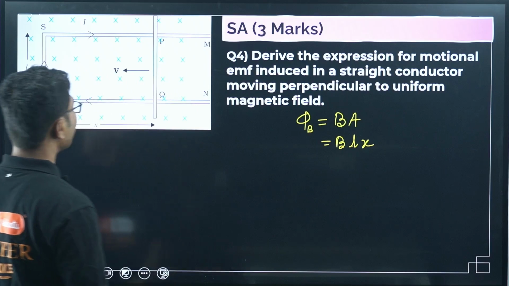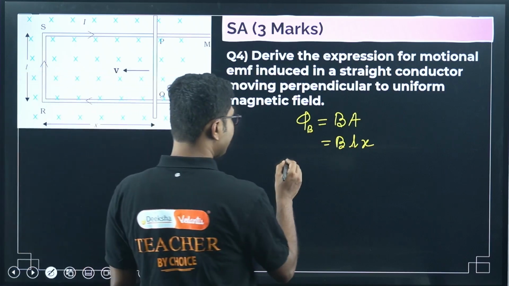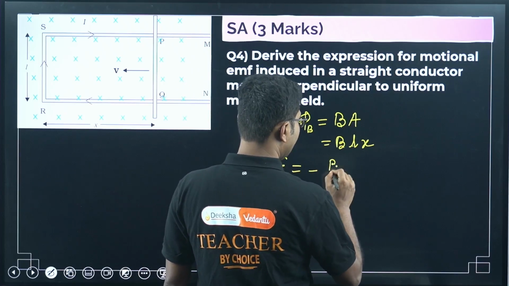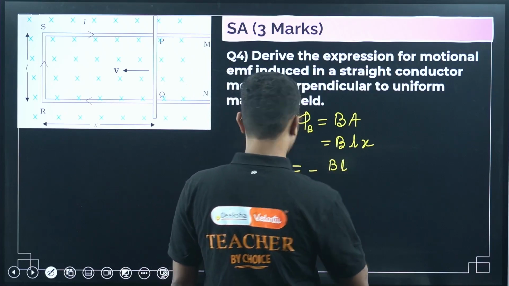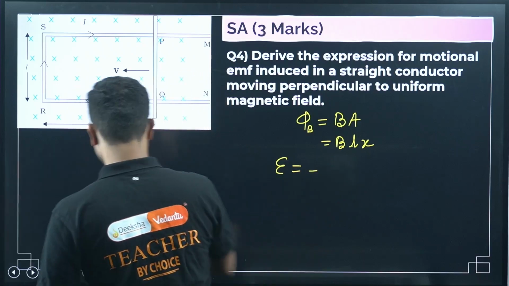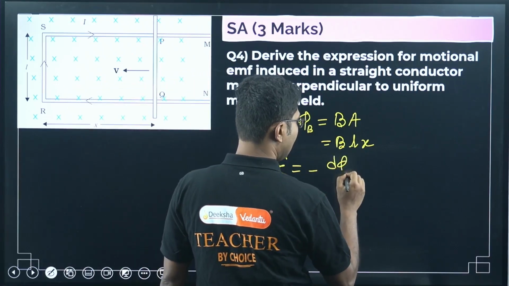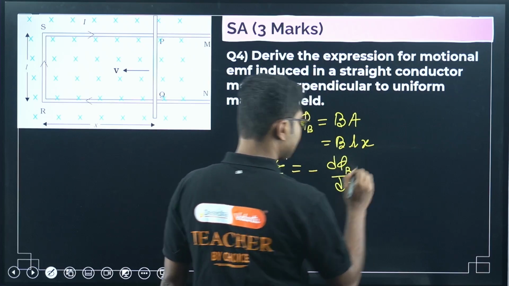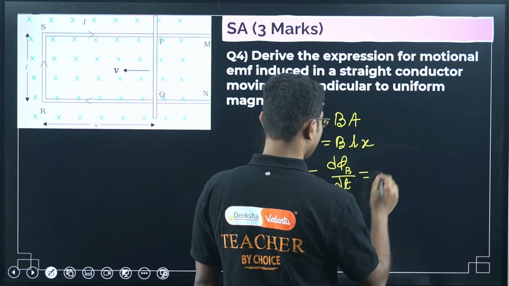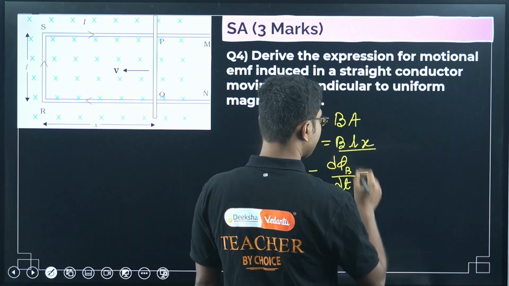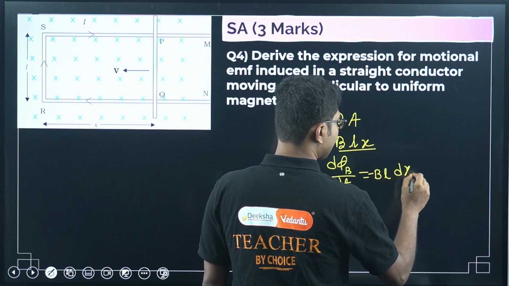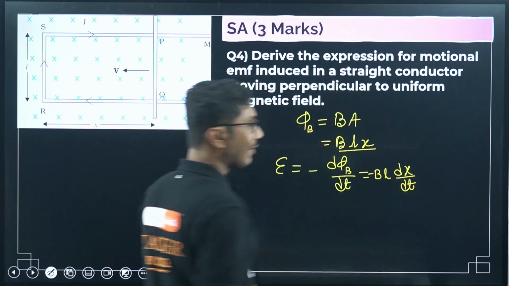Now, what you have to do? You have to find the induced EMF. Let me write the formula first: induced EMF is minus d phi by dt. This is the rate of change of magnetic flux with time, that is the induced EMF. So from this expression we can write, B is constant, minus BL, then dx by dt. Now, what is dx by dt?